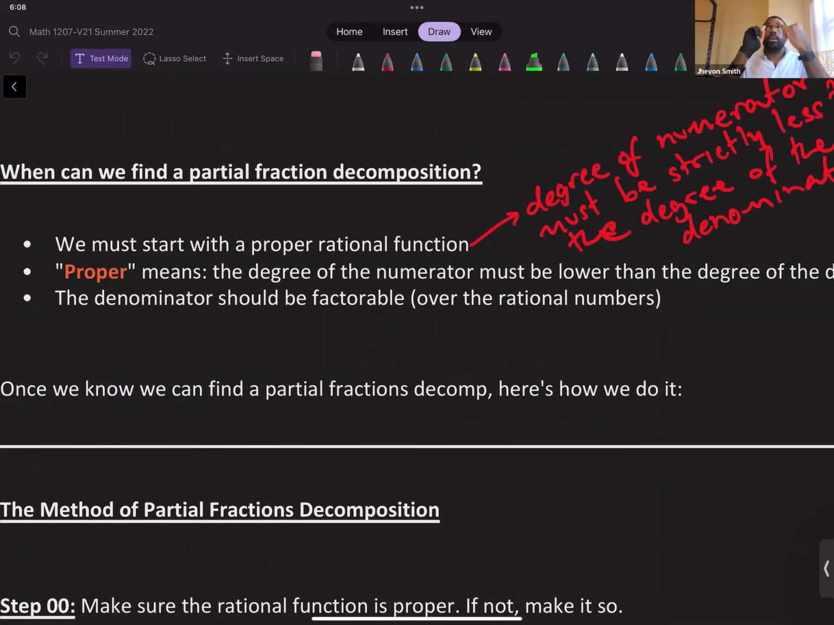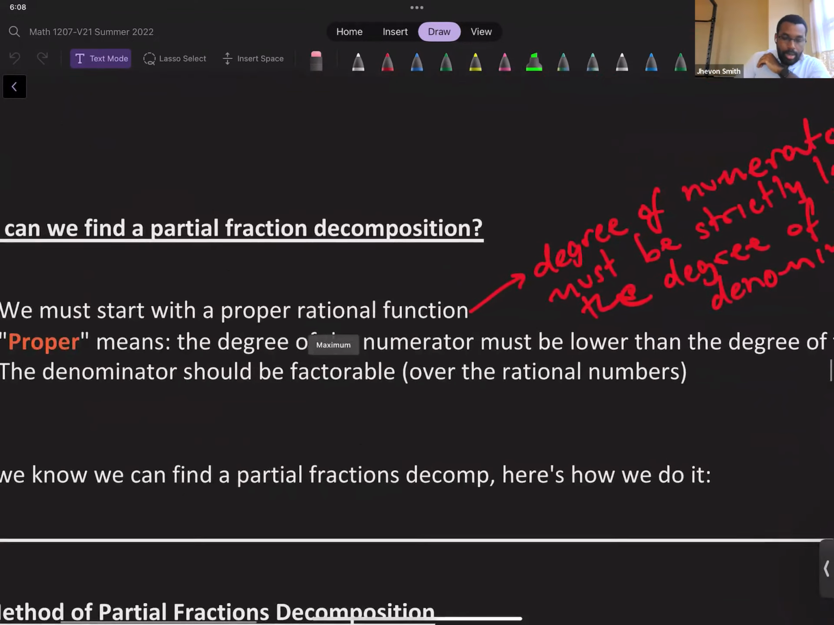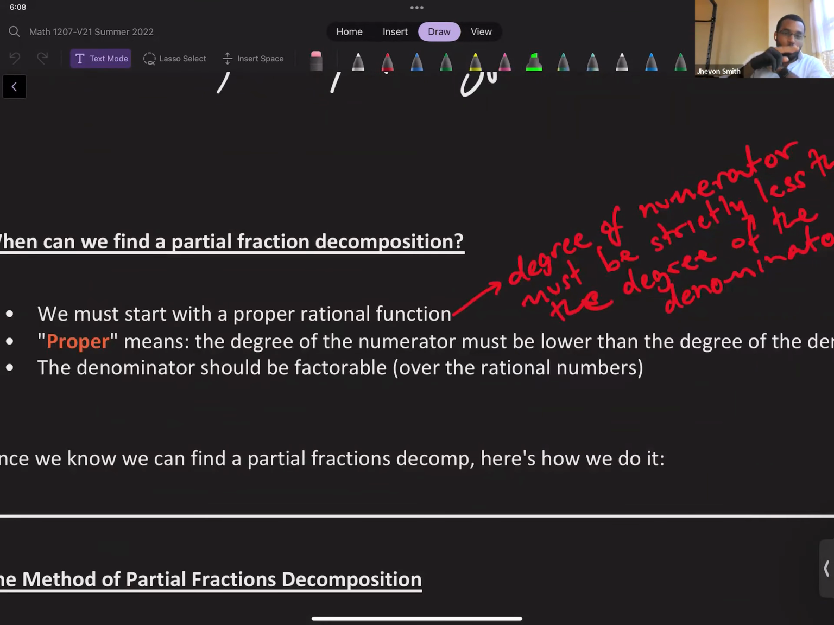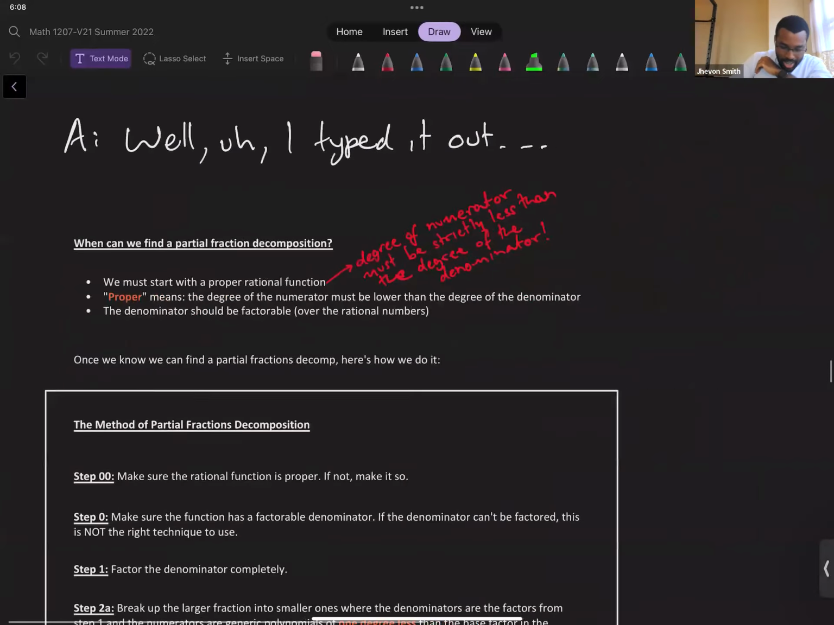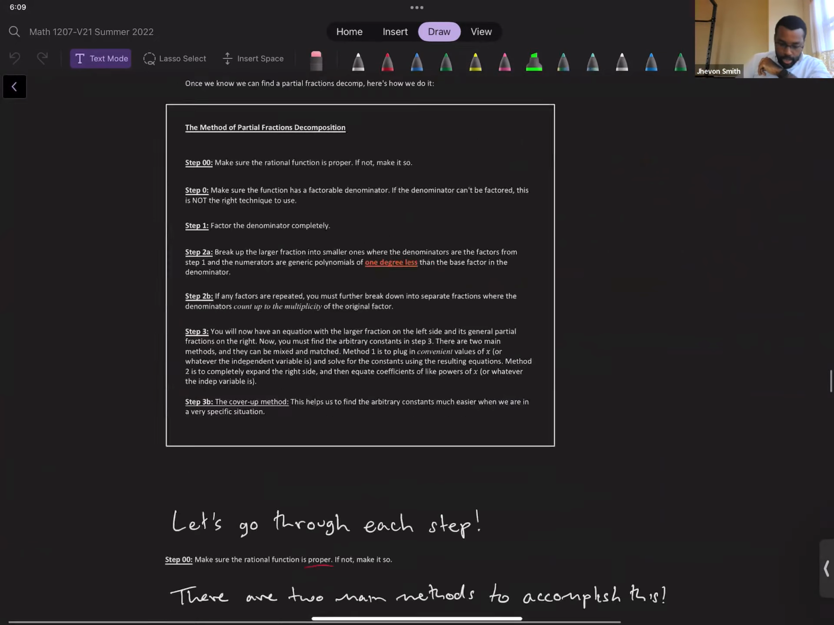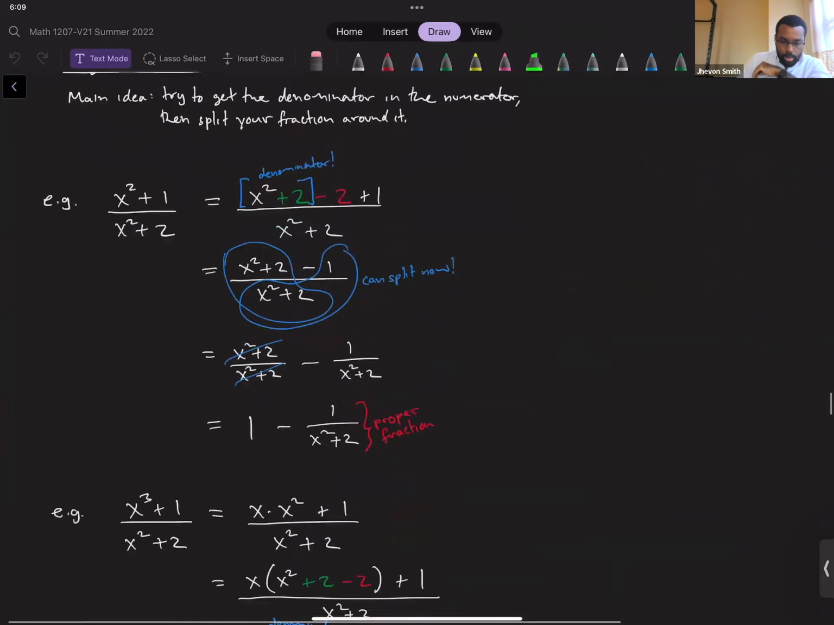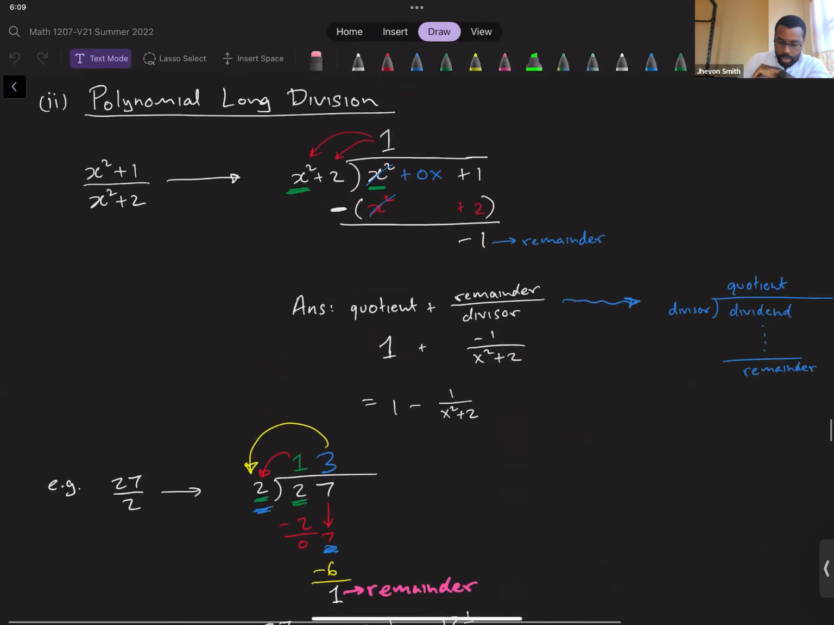You remember, you have to have a rational expression that is proper, meaning the degree of the numerator is strictly less than the degree of the denominator. If this is not the case, you can make it the case via something like long division or algebraic manipulation. That, and the denominator needs to be factorable. Once you have that and you factor the denominator, you can go through these steps to actually create the partial fractions. And we looked at those steps. Algebraic manipulation, or long division, was just to transform something that wasn't proper into proper.